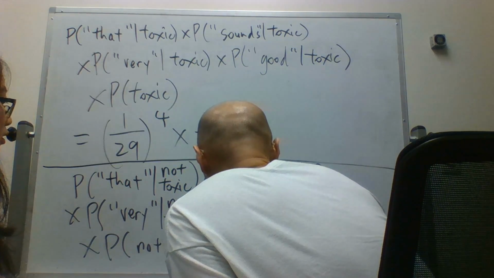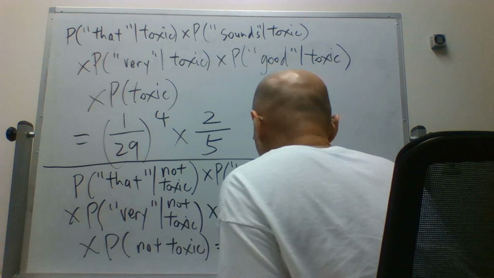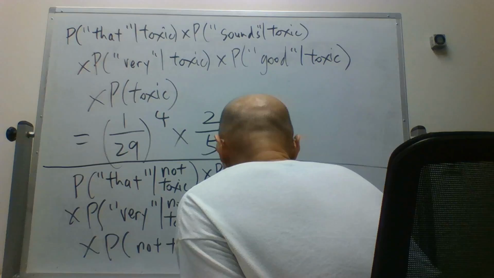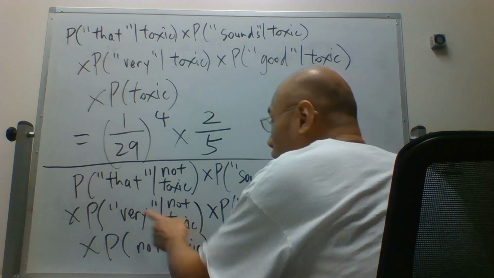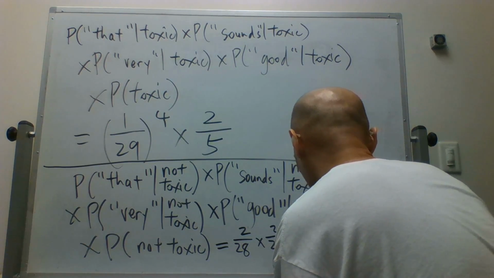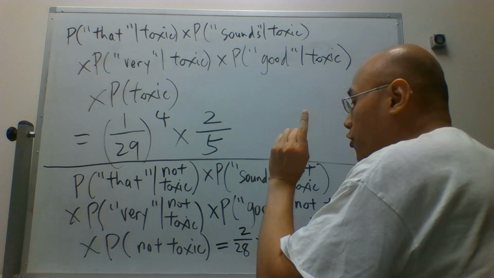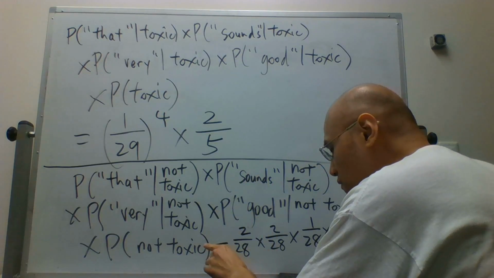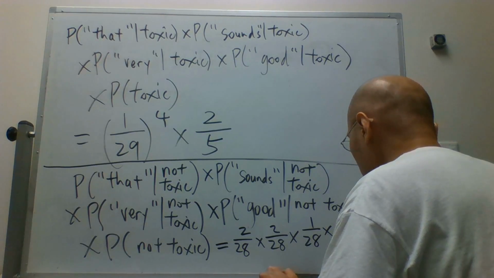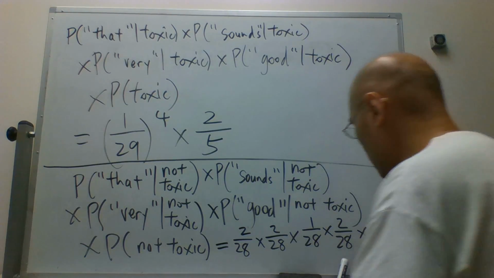So 2 over 28 times 2 over 28 times 1 over 28, because the word very does not appear in any. Times 1 over 28 times 2 over 28, and we have 3 non-toxic phrases out of 5 phrases in total. So that's 3 over 5. Okay, so we are comparing.